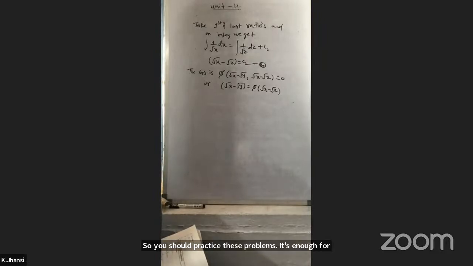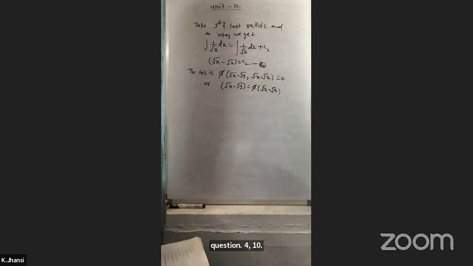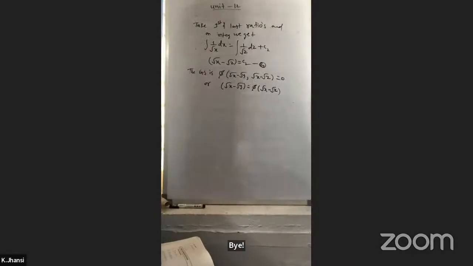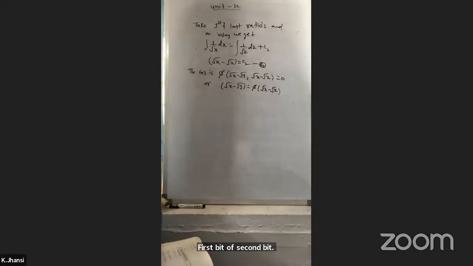On page 182, MEQ questions are there, no? In that, fifth question, fourth and fifth, these all are the 10 marks questions. Even I am telling you which number. Page number 182, fourth question. Ma'am, first bit or second bit? Second bit. Fourth and fifth, these are the 10 marks questions.